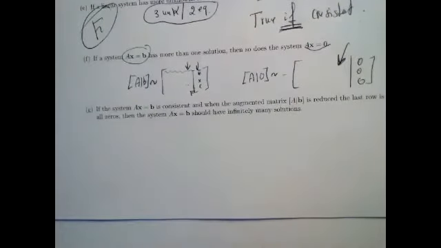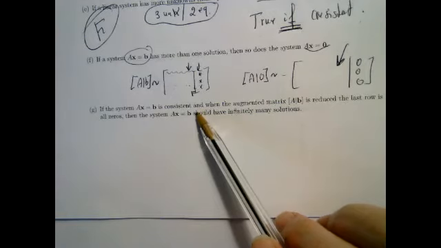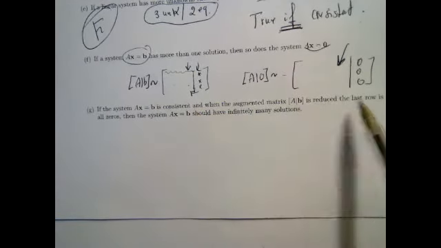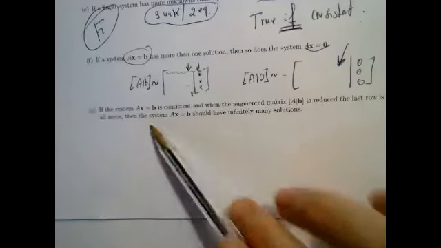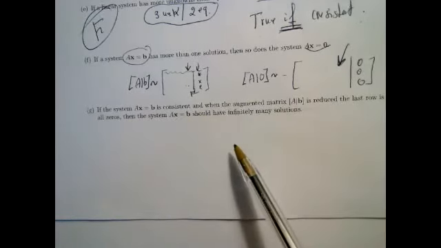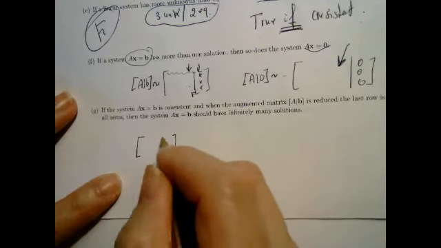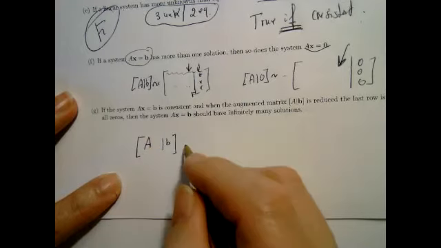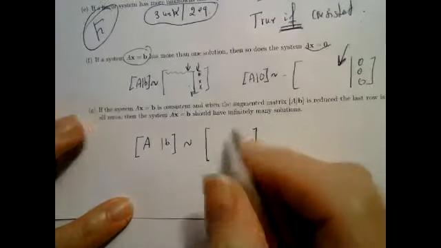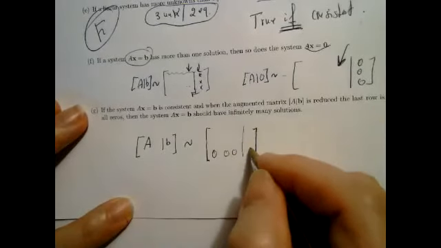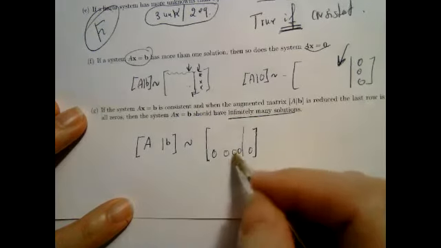Now the last question. If the system is consistent, and when the augmented matrix is reduced, the last row is zeros, then the system should have infinitely many solutions. So the picture is that you have a system, it's consistent. You reduce. And when you reduce, the last row is zeros. Does this guarantee infinitely many?